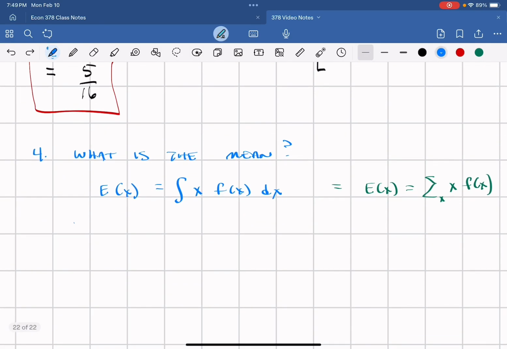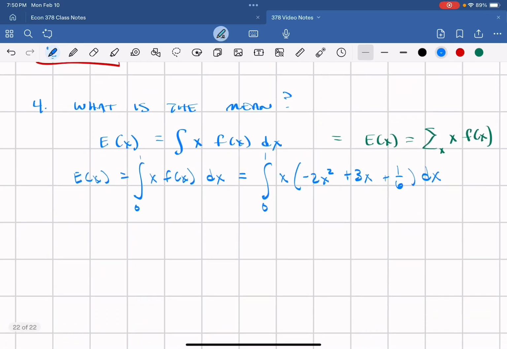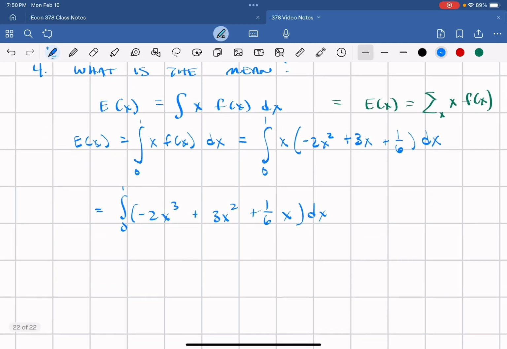So in this case, the expected value of x is equal to the integral over 0, 1 of x times f of x dx. And so this is equal to the integral from 0 to 1 of x times negative 2x squared plus 3x plus 1/6 dx. And so now we'll get the integral from 0 to 1 of negative 2x cubed plus 3x squared plus 1/6 x dx. Now let's go ahead and take that integral.